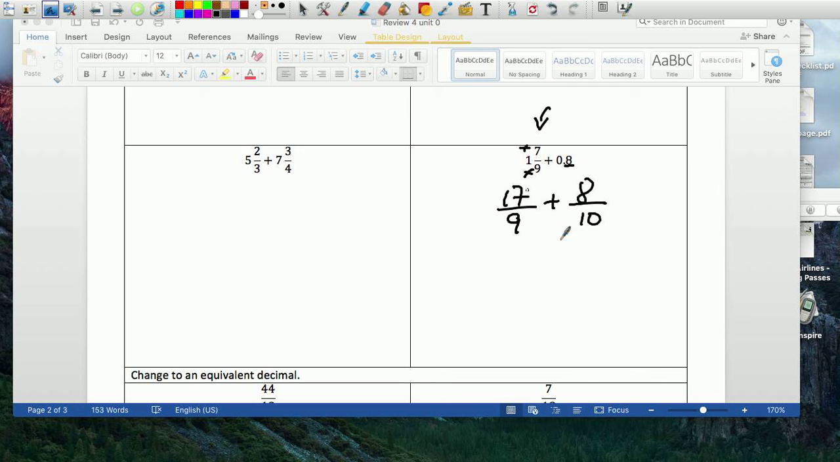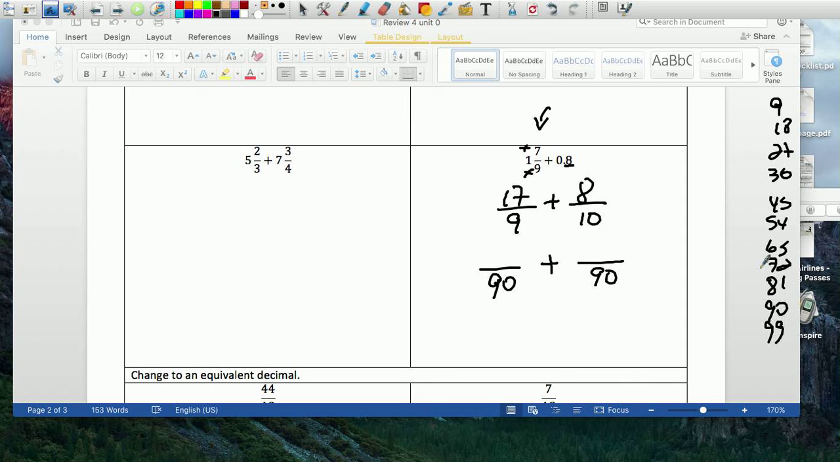I can add these right now, right? But not before I make a little change. The LCM between 9 and 10 is 90, right? If you look at their times tables, 9, 18, 27, 36, 45, 54, 63, 72, 81, 90, 99, and so forth. The 10s, 10 times 1 is 10, 20, 30, 40, 50, 60, 70, 80, 90. Look, they share the 90s.